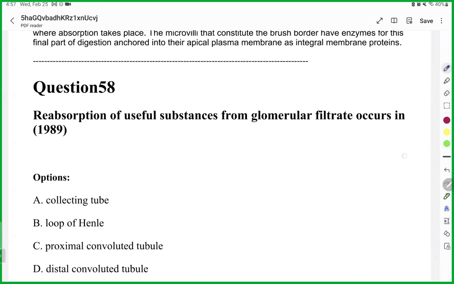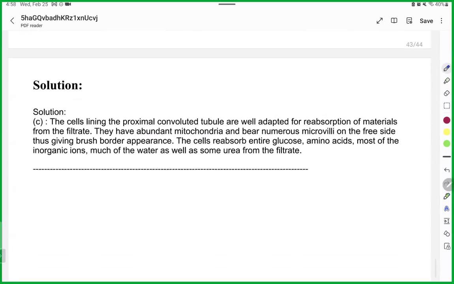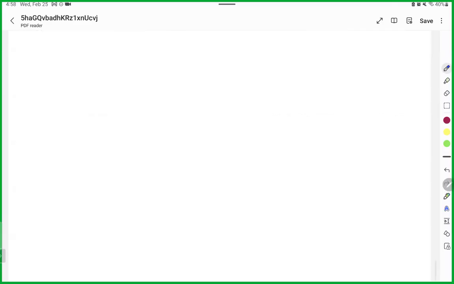Such a difficult question. Reabsorption of useful substances from glomerular filtrate occurs in collecting tubule, loop of Henle, PCT or DCT. It's PCT basically. PCT absorbs most of the things, 90% of the things, because it's the first one. It's only the concentration which happens at Henle's tube.